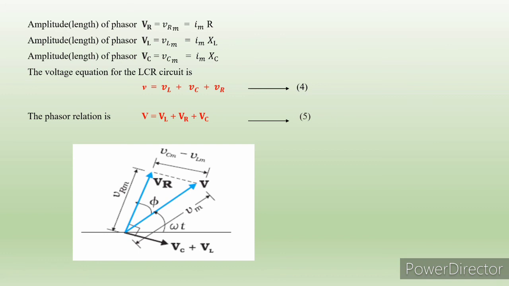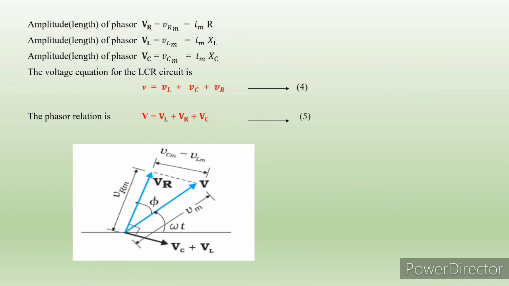This is equation 4. And the phasor relationship is given by capital V equal to capital VL plus capital VR plus capital VC, and this is equation 5. Now you can look at the diagram given below. The vector capital V makes an angle omega t with the x-axis, and the vector VR makes an angle phi with V, and the two vectors VC and VL are added vectorially and it becomes vector VC plus vector VL.